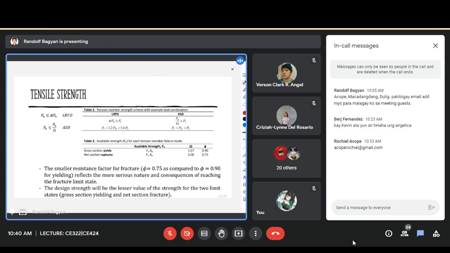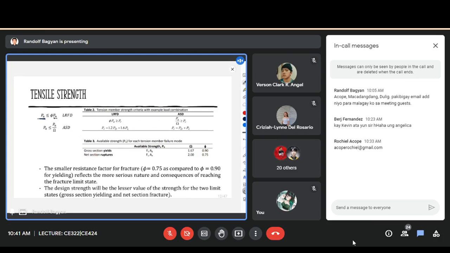Ito nire-require ng ating code. Diba ito, sa ating LRFD, this is the load combination. Okay, load factor combination. Doon galing sa ating code. No? Yun yung mga ilo-load natin sa ating structure. Sinasabi, dapat it should be less than or equal to your nominal strength.